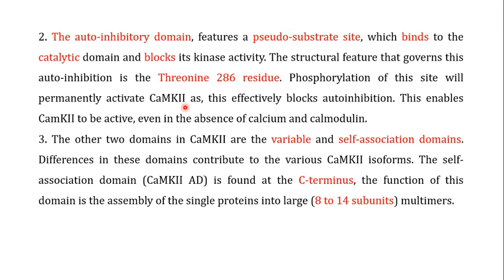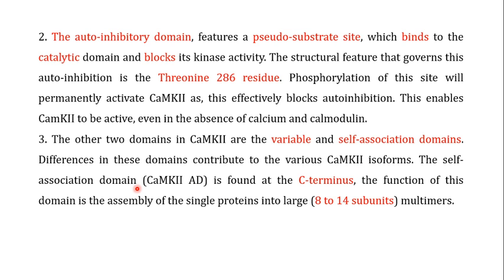Now the other two domains present in the CaM Kinase-II are the variable domain and the self-association domain. Differences in these domains contribute to the various CaM Kinase-II isoforms. In all of the isoforms of the CaM Kinase-II, you will find a catalytic domain and an autoinhibitory domain, and there is a lot of similarity between the catalytic and autoinhibitory domains of the isoforms. But these two domains, the variable and the self-association domain, contribute to the variety of the CaM Kinase-II isoforms. There are differences between the variable and self-association domains of different CaM Kinase-II isoforms.